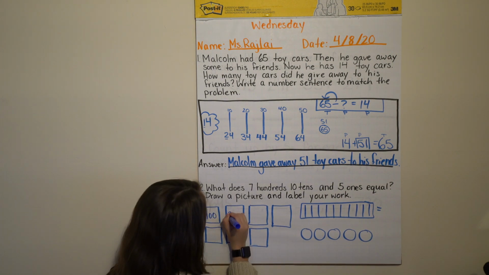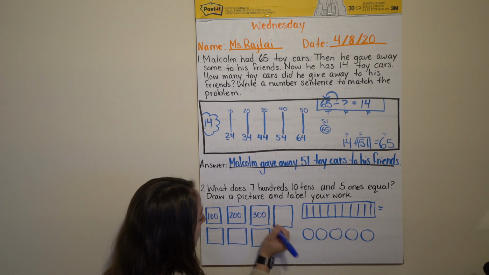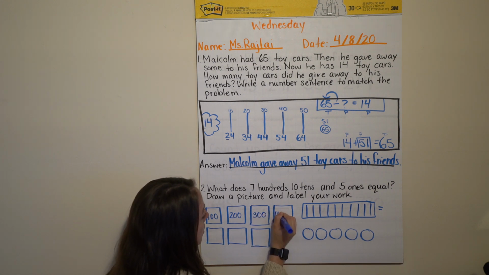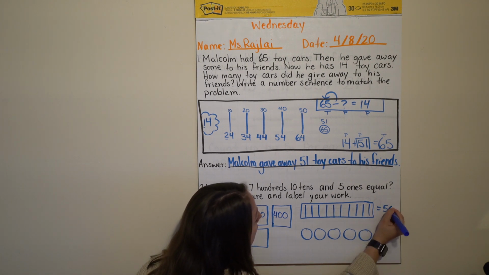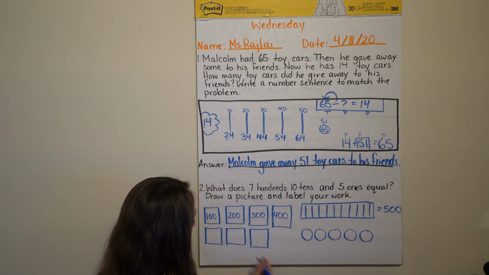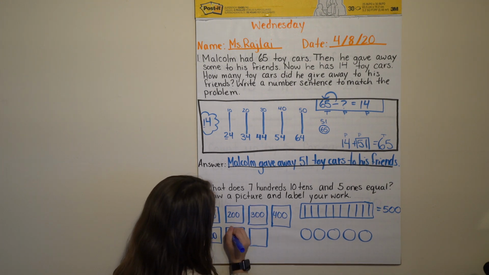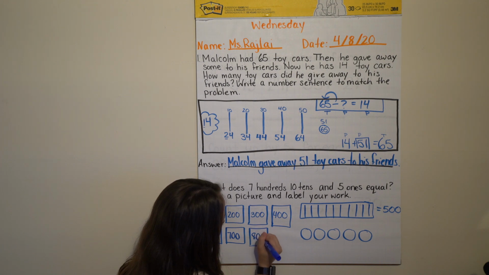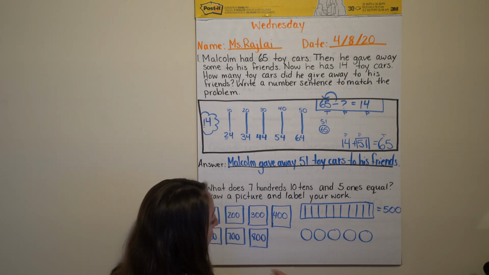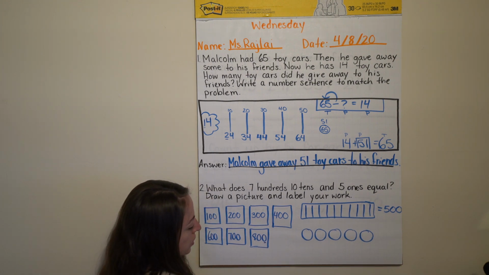100, 200, 300, 400, 500, 600, 700, 800. Now we're counting by ones, so only the ones place is changing.